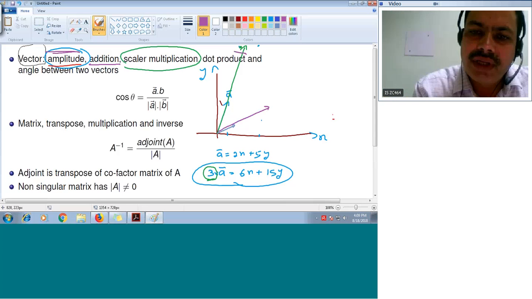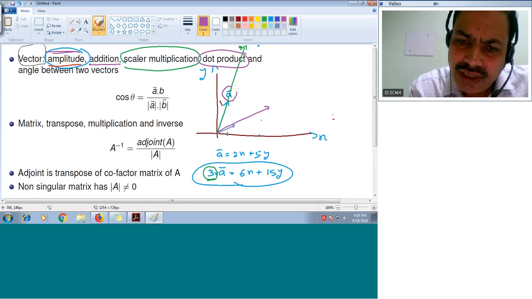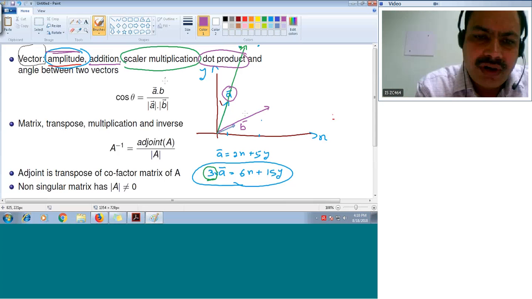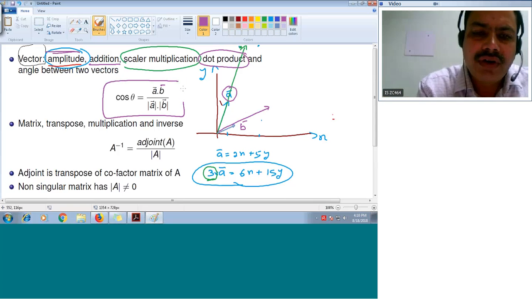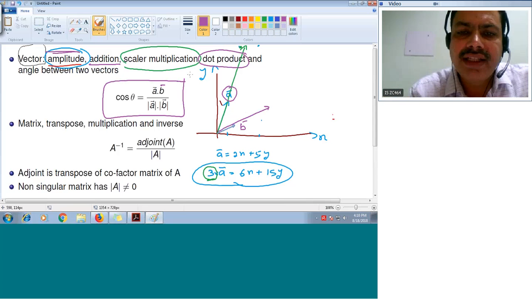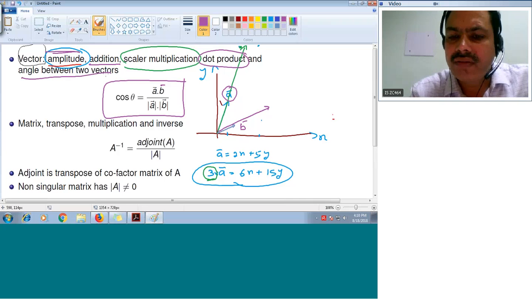Then a very important point comes, that is called the dot product of two vectors. Let's assume we have this vector as A, and another one, let's call it B. If you have two vectors and you want to multiply them, this is the formula, and you can utilize this multiplication to find the angle between the two vectors. So how do you find the multiplication?